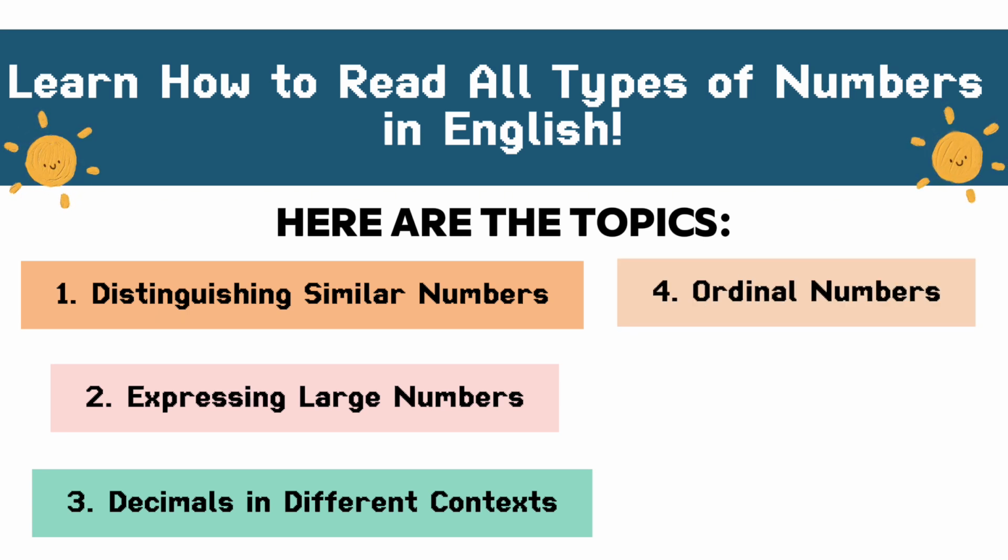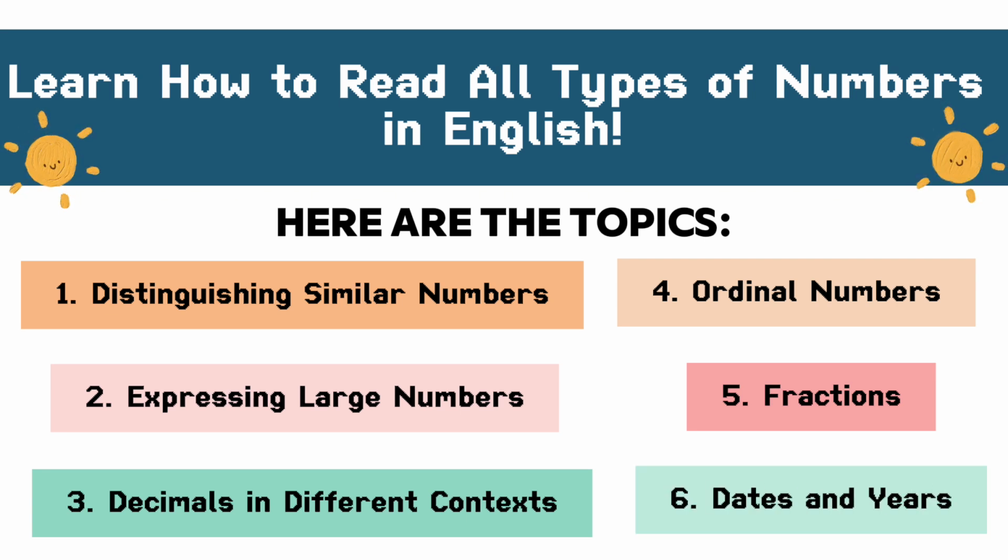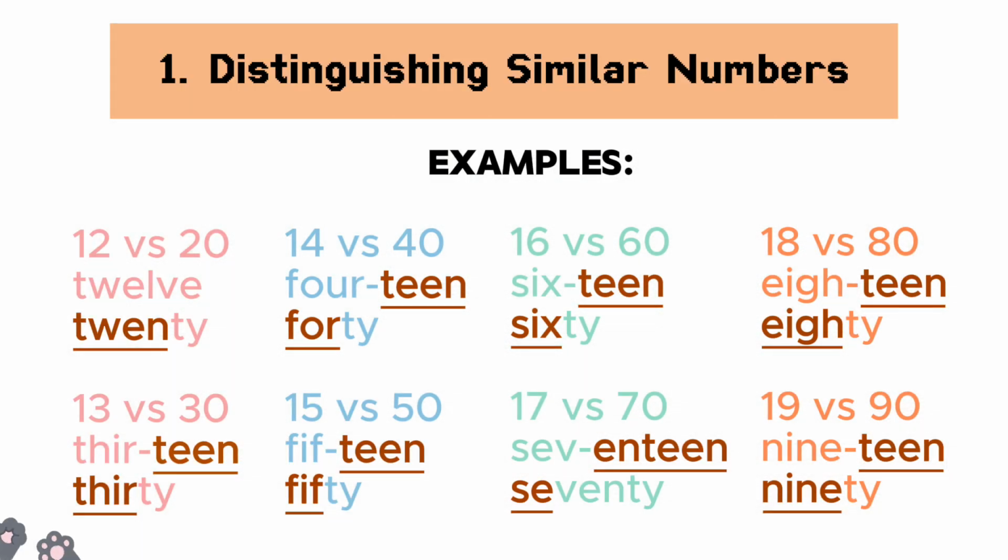4. Ordinal numbers. Ordinal numbers indicate position or rank, and they have unique forms. 5. Fractions. When expressing fractions, we often say over or refer to parts. 6. Dates and years. Different conventions exist for articulating years, especially in historical contexts. First, we will discuss how to distinguish similar numbers.